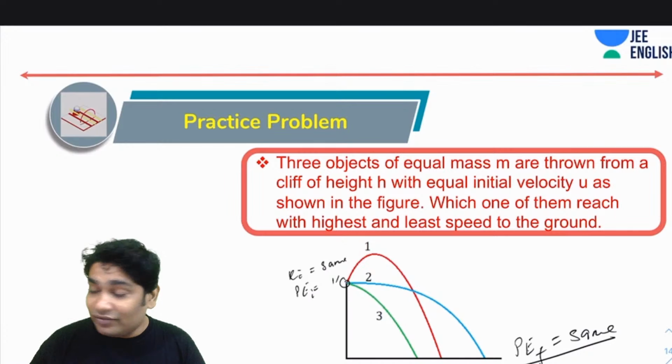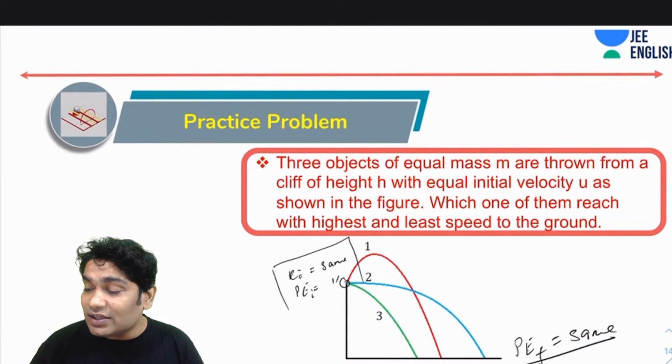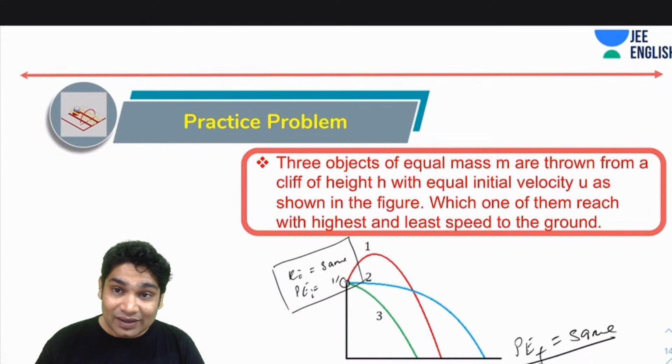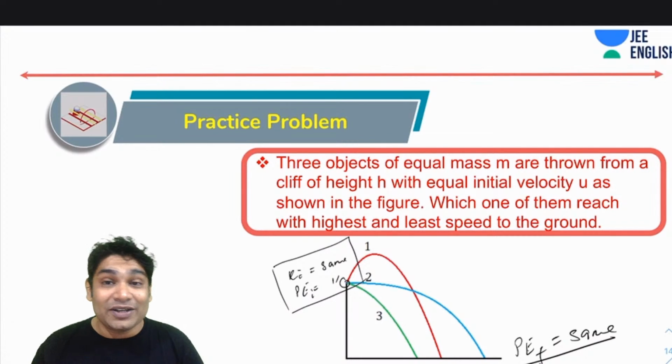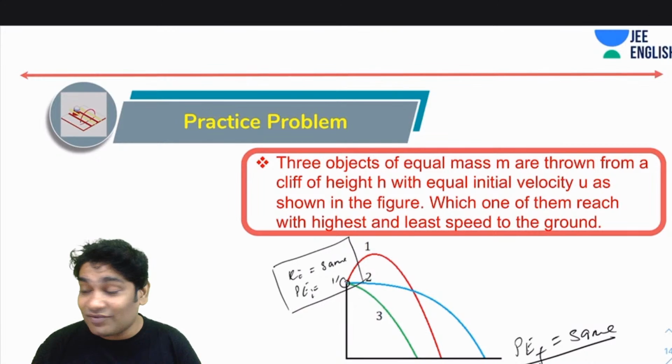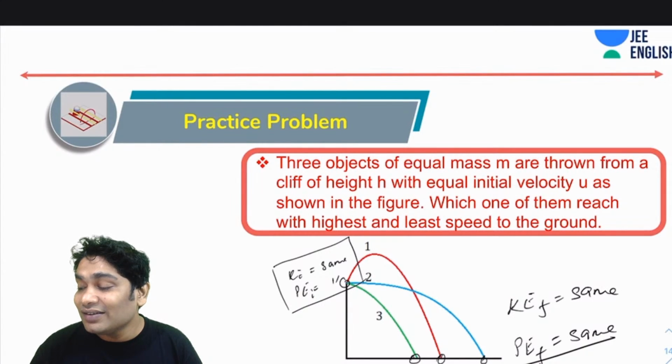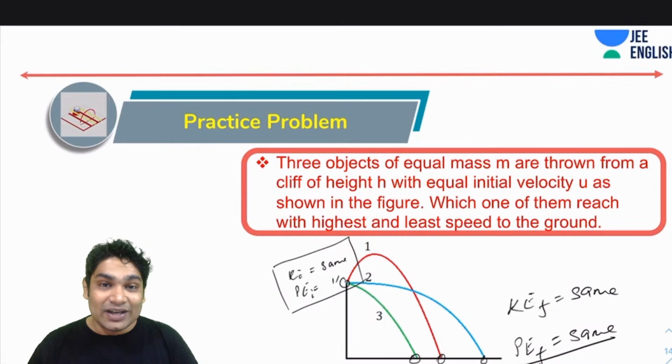Right? If the kinetic and the potential energies were the same initially, then finally also the sum of kinetic energies and the potential energies has to be the same. And since when everybody reaches the ground, they have the same final potential energy, which means KE final should also be the same. Just think about it. Use energy conservation.